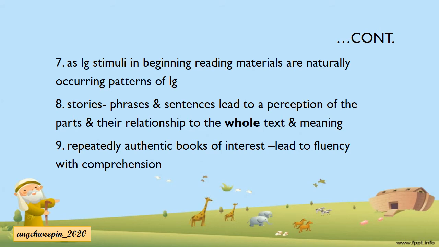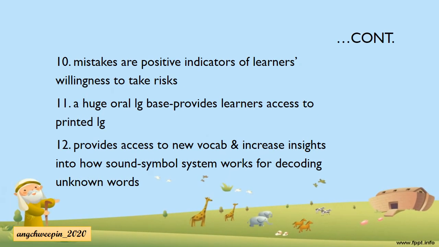Learning how to read stories, phrases, or sentences is assumed to lead to a perception of the parts and their relationship to the whole text and meaning. Repeated readings of authentic books of interest with help or without help are assumed to lead to an ability to read fluently with comprehension. Other principles include mistakes are seen as positive indicators of learners' willingness to take risks.